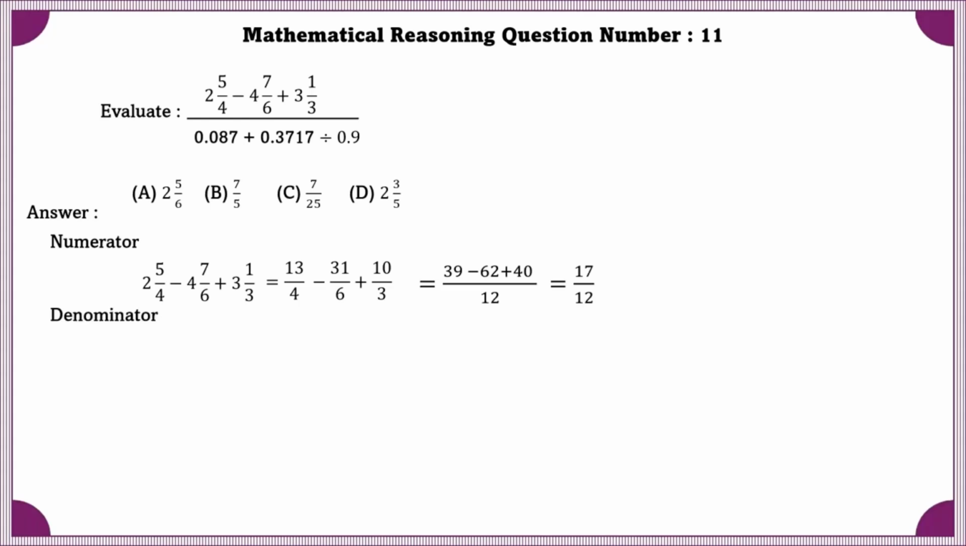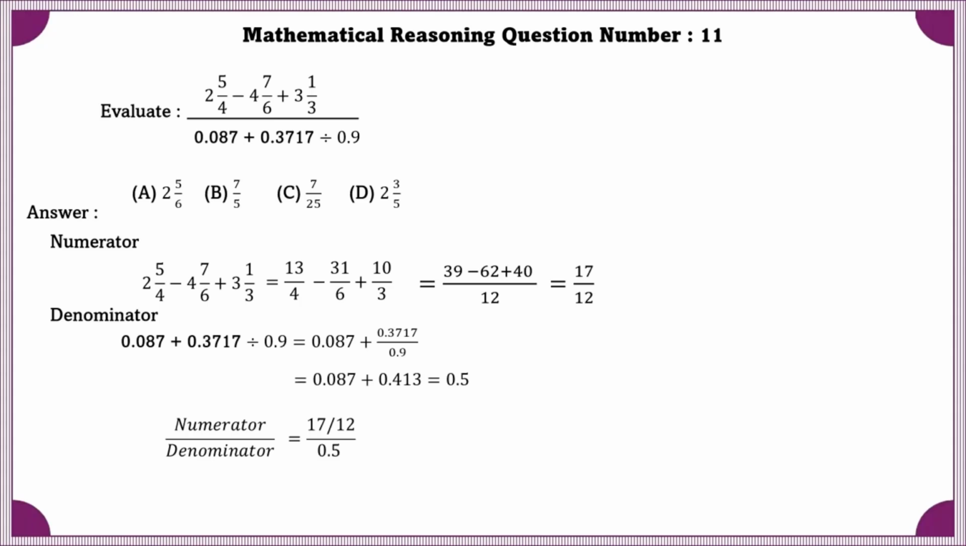Now let us move on to the denominator. Since it's all in decimal, it's easier for us. Now the answer will be 0.5. The numerator by denominator is 17 by 12 upon 0.5. Since 12 is also a denominator, it can be moved down to the denominator part where 0.5 is. So if we do that and simplify, we'll get 5 by 6.